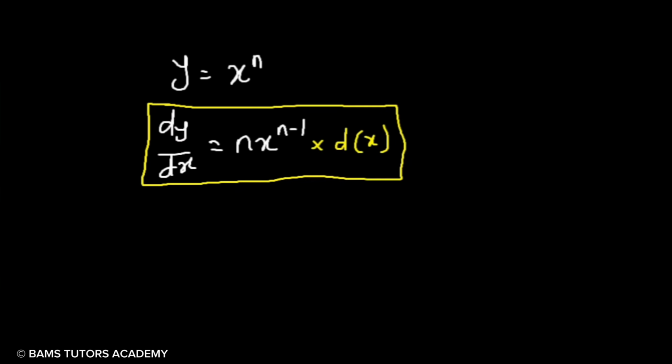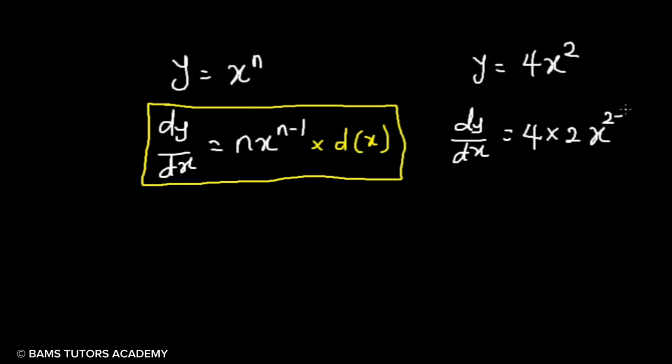Suppose you have to solve y is equal to 4x squared, right? Of course, dy over dx will now be what? 4 as a constant will remain there, times my n, which is 2, then x raised to power 2 minus 1, and I have to still differentiate x. If I differentiate x, that's 1. So dy over dx will now be 8x times 1. So y prime is 8x.